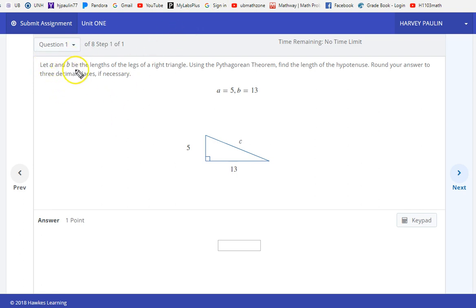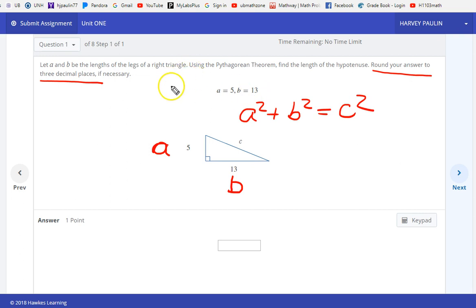Okay, so it says let A and B be the lengths. So this is side A, we said. And this was side B. We want to find the length of side C. And we want to round our answer to 3 decimal places. So we're going to use the Pythagorean theorem: A squared plus B squared equals C squared. And on your blue sheet, of course, this is number 1, question 1.